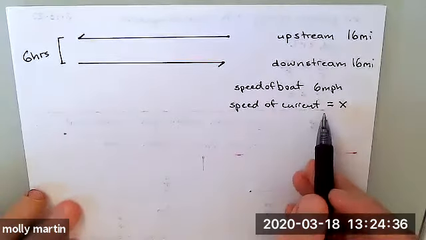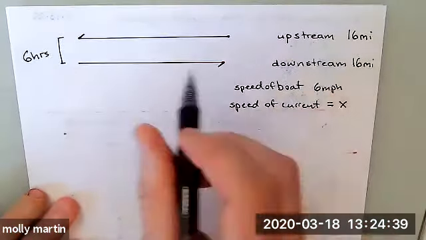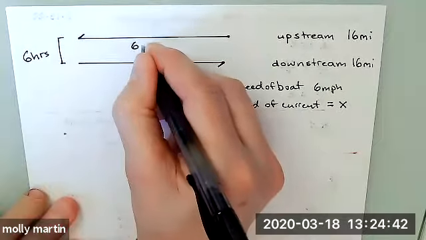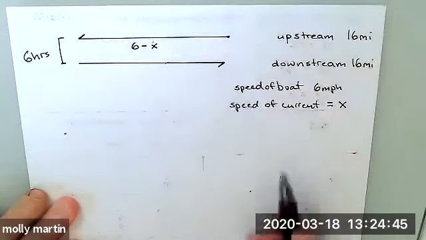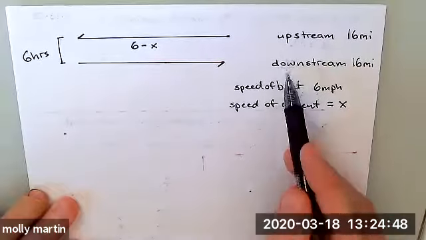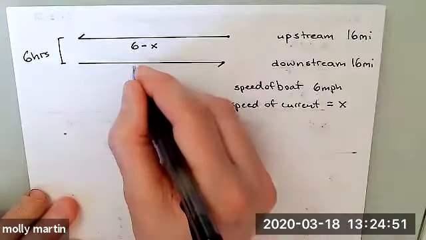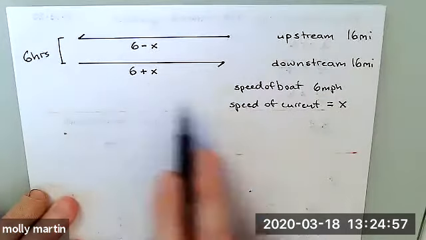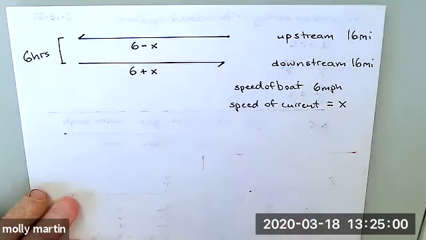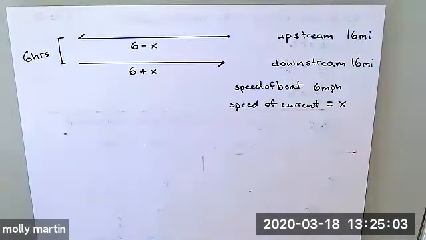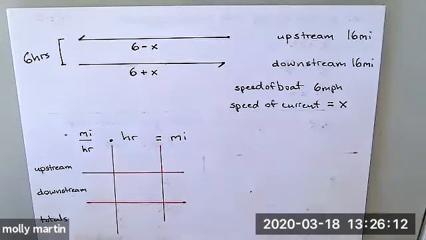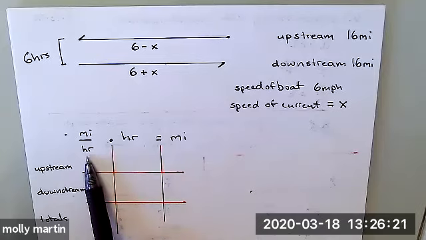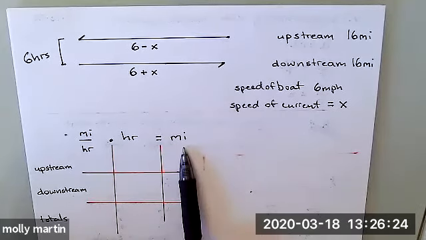So when they're going upstream, they go slower, so you subtract the speed of the current. When they're traveling downstream, they're going faster, so you add the speed of the current. We can organize the information using a chart and the rate equation. Miles per hour times hours is equal to the number of miles.